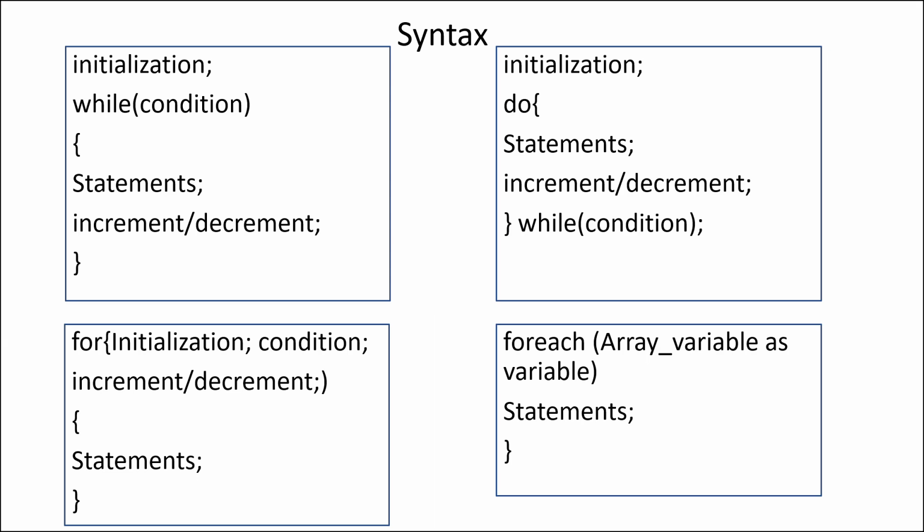Another one is foreach. It is specifically used for array variables alone. So it has to iterate over every element in the array till all the elements in the array are over. And the statements within the foreach loop will be executed till all the elements in the array are over.